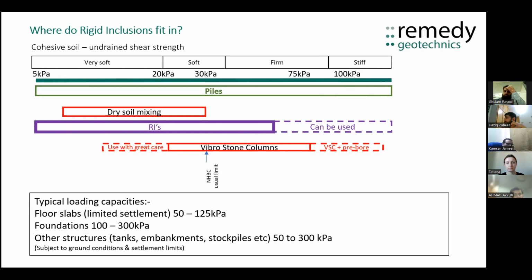And loading capacity, so if you are doing, say, floor slabs to a building, and you're principally looking at settlement control, the loading on the floor slab anywhere between 50 and 125 kPa might be typical. For isolated foundations, you might get a bearing capacity of 100 to even 300 kPa with the improvement with rigid inclusions. And other structures and tanks, embankments, you might even go up as far as improving the bearing capacity up to 300 kPa in the right conditions. And it's all obviously very much ground condition dependent.